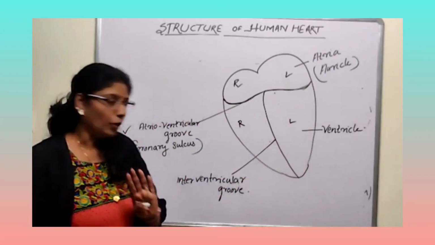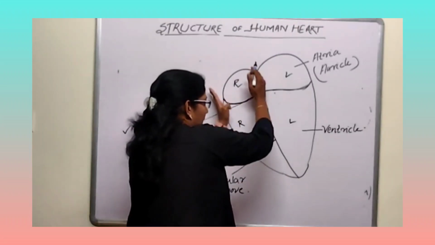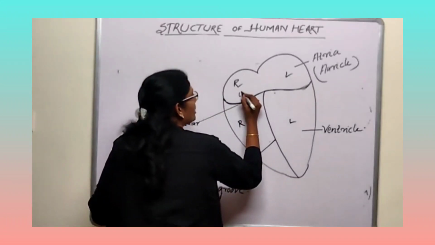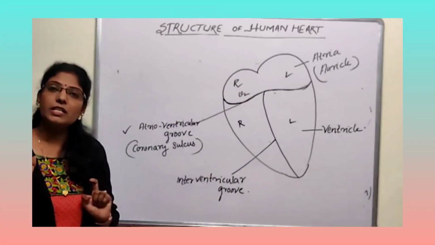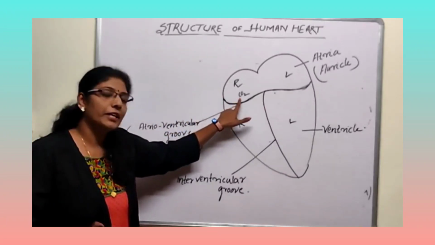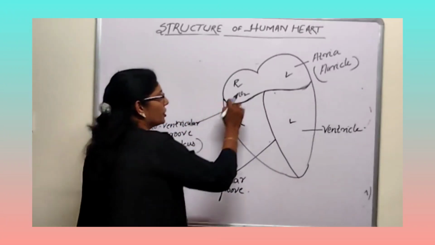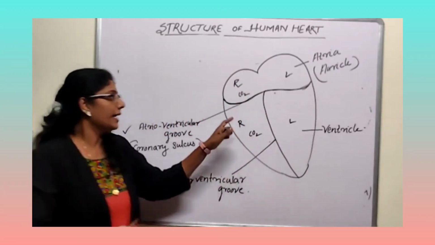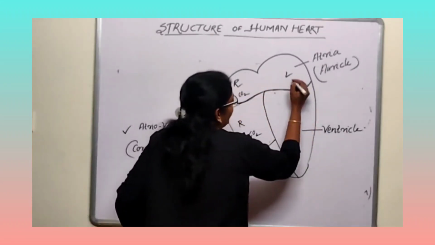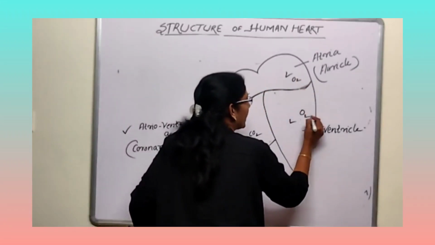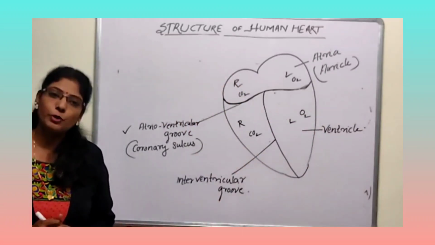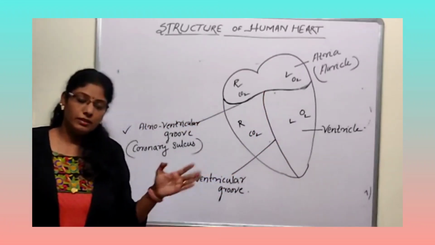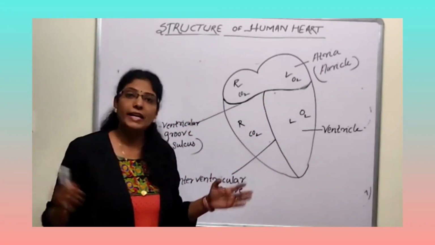Now one more point is there. The right side of the heart, this entire side, the right atrium and the right ventricle, consists of deoxygenated blood, that means impure blood, carbon dioxide filled blood. So this atrium and this ventricle contain deoxygenated blood. And on the left side, this atrium and this ventricle contain oxygenated blood, that means pure blood. Now we will see which blood vessels bring this blood.